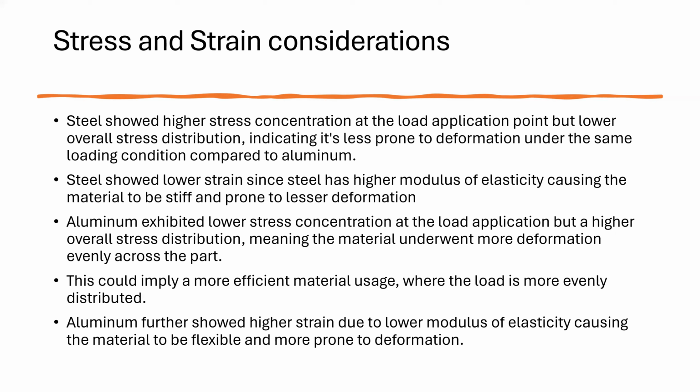Aluminum exhibited lower stress concentration at the load application, but a higher overall stress distribution, meaning the material underwent more deformation evenly across the part. This could imply a more efficient material usage where the load is more evenly distributed. Aluminum further showed higher strain due to lower modulus of elasticity, causing the material to be more flexible and prone to deformation.